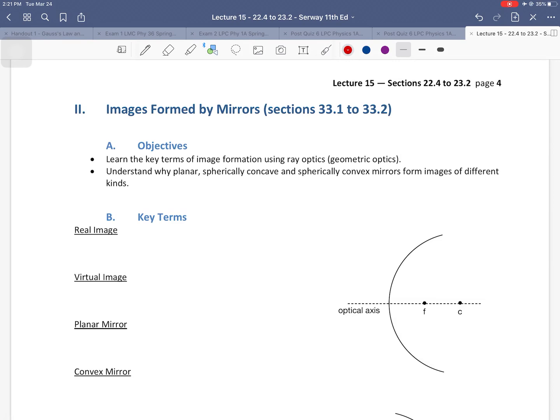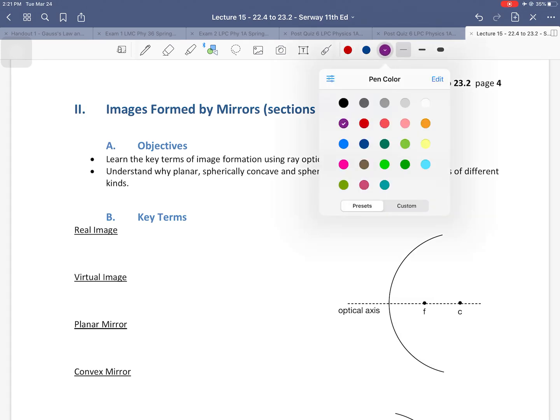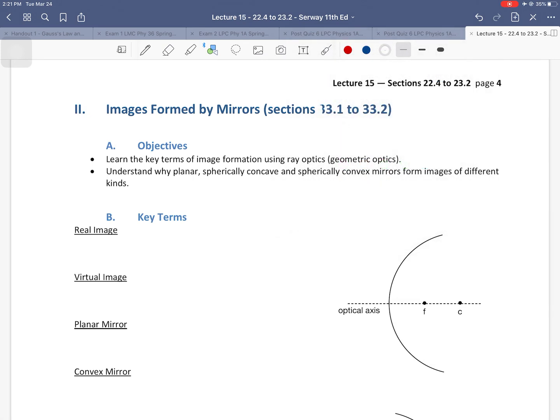Here we're going to get into Chapter 23, and we're going to cover images formed by mirrors. So let me make a quick correction to my heading, where it should say 20, not 33. All right. So 23.1 and 23.2. All right, so these are images formed by mirrors.